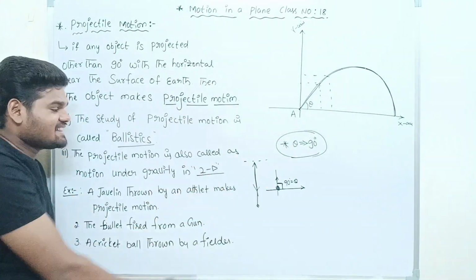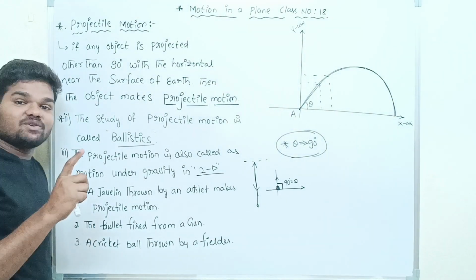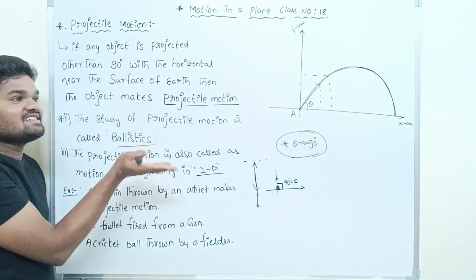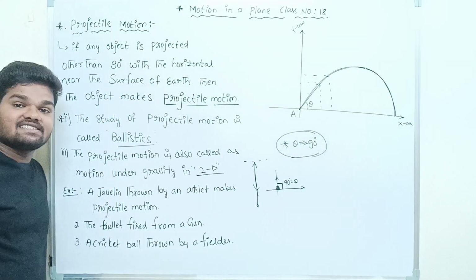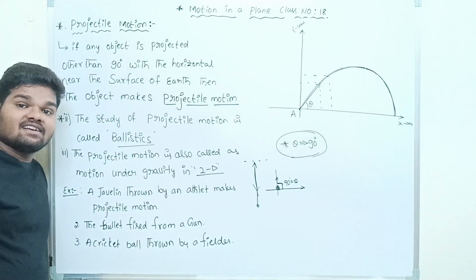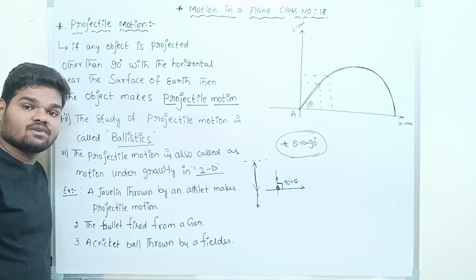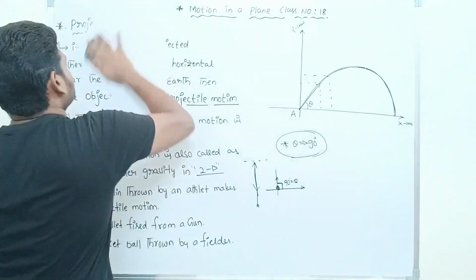So pause the video and write this information. I'm going to write the equations for initial velocity along the horizontal direction, initial velocity along the vertical direction, all these things. Pause the video and write the notes. 3, 2, 1, go.